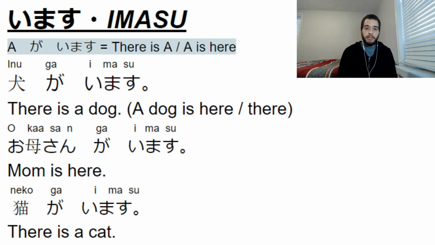So these sentences could also mean 犬がいます. I have a dog. お母さんがいます. I have a mom. 猫がいます. I have a cat. So how do you know what you're even saying? Well, the context is going to tell you. So don't worry too much.